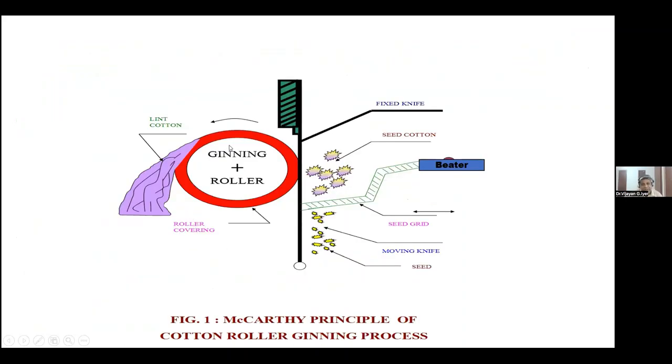This is called the ginning process. This is a roller. The USA has never used these chrome composite leather clad rollers. In the UK, before 1940, only walrus animal hide was used to gin the seed cotton, lint separately and seed separately. And this is a fixed knife and a moving knife, on the McCarthy principle, to remove the lint cotton from the seed.